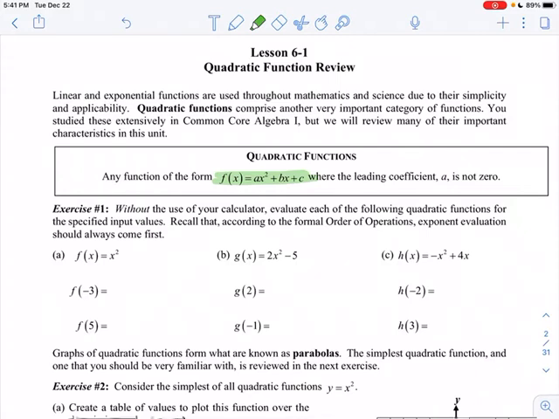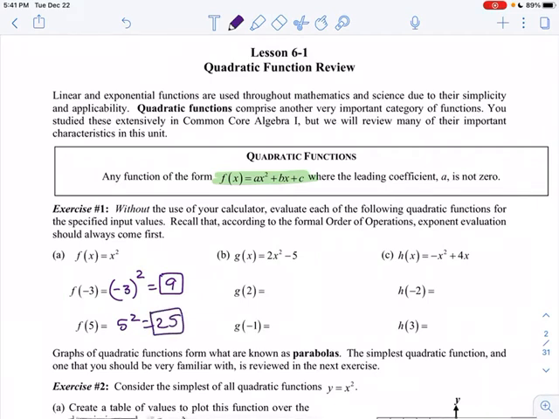So without using your calculator, let's look at exercise 1, and we're going to evaluate each of the following quadratic functions for whatever input they give us. The first one on the left, I have f of x equals x squared, and I'm going to substitute in -3. Just remember, -3 is going in for x, and x is being squared. So -3 is being squared, so you do need parentheses around that. We're not using a calculator for this, but if you were, please make sure to put in the parentheses. And -3 squared is 9. So you've got to be careful with those negatives.